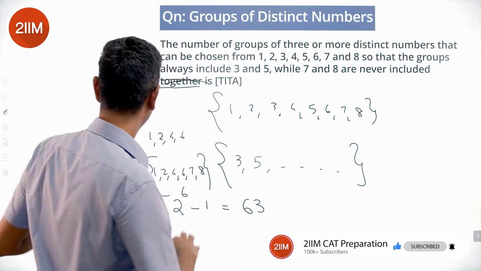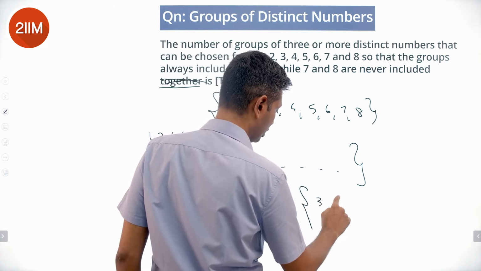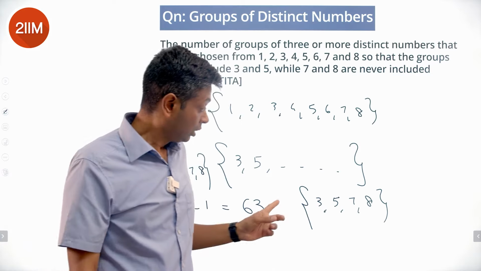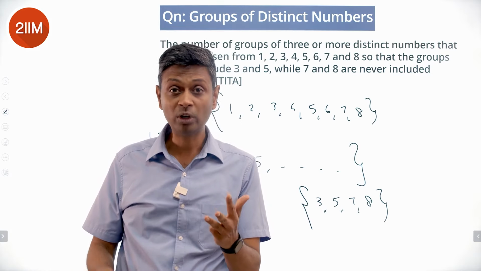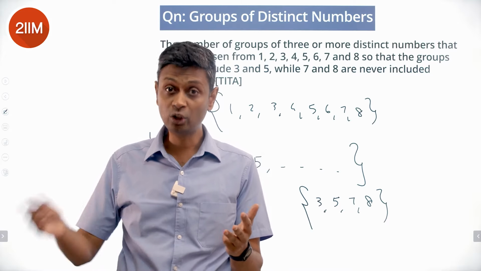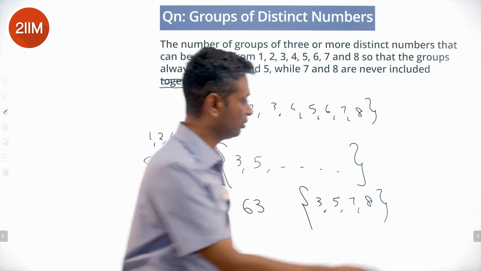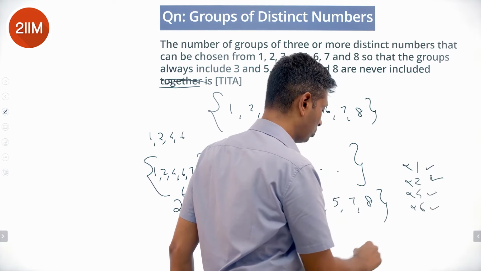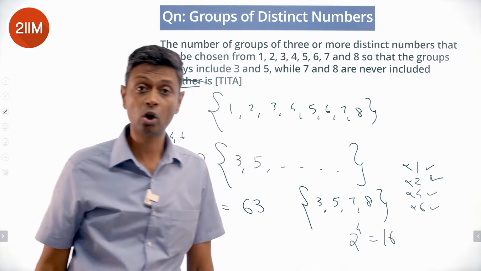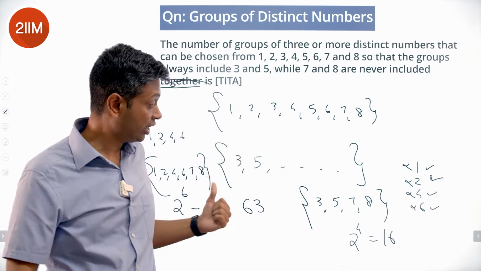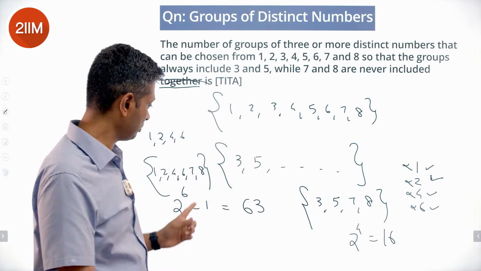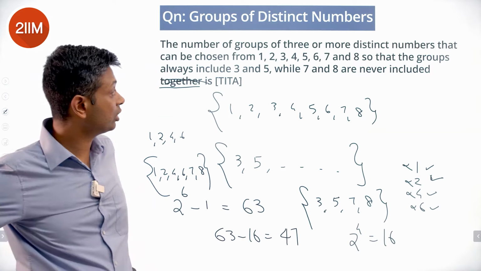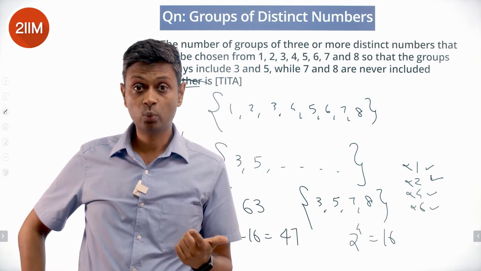Now within this we'll remove everything that includes 3, 5, 7 and 8. That means 3, 5, 7, 8 out of 1, 2, 4, 6. Any one could be there, any two could be there, any three could be there, all four could be there, none could be there. All of those possibilities we will remove. Out of 1, 2, 4, 6, in, out, in, out, all possibilities, 2 power 4, 16 different combinations we will remove, because all 16 of them will have 3, 5, 7 and 8. That's not possible. So from this 63, we knock off those 16 to give ourselves 47. So 47 subsets will have 3 and 5, will have at least 3 elements, and will not have 7 and 8 both together.